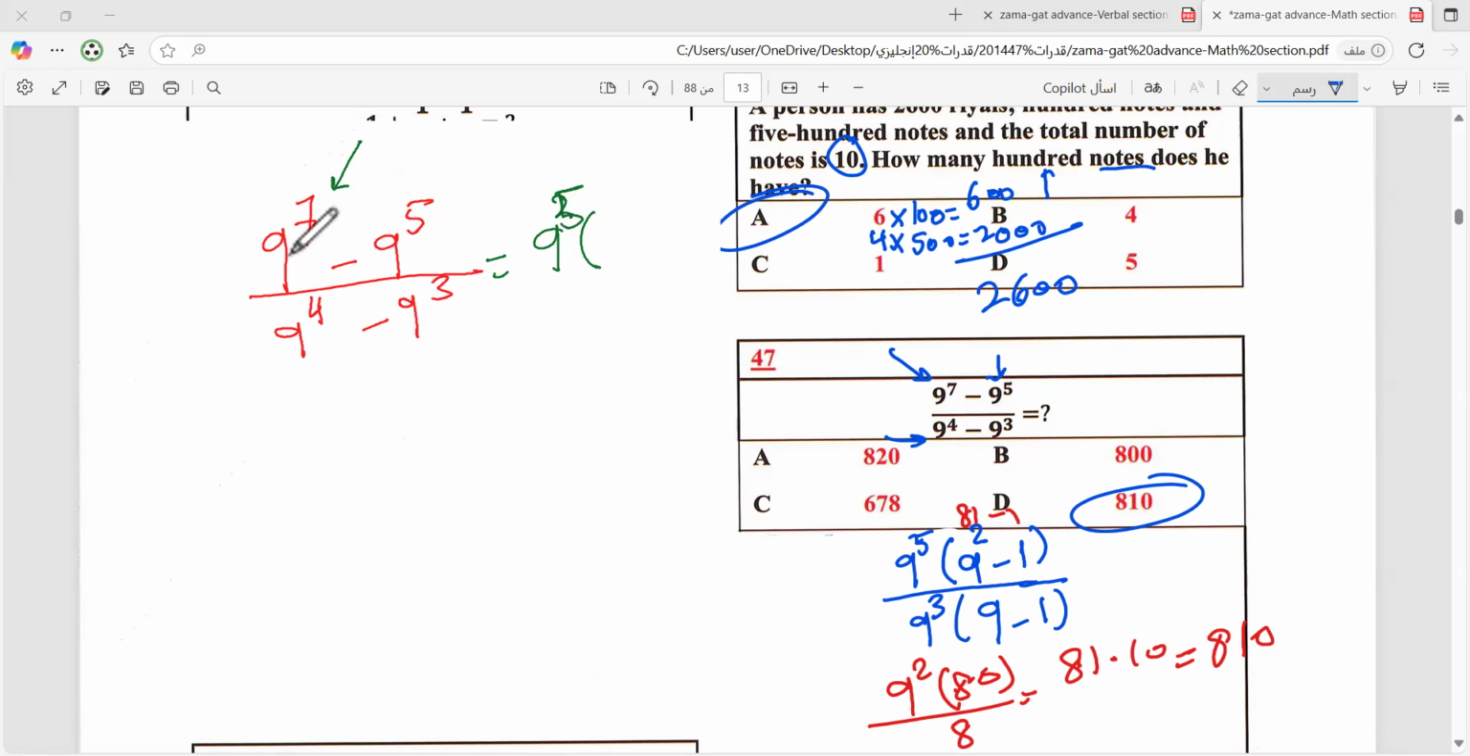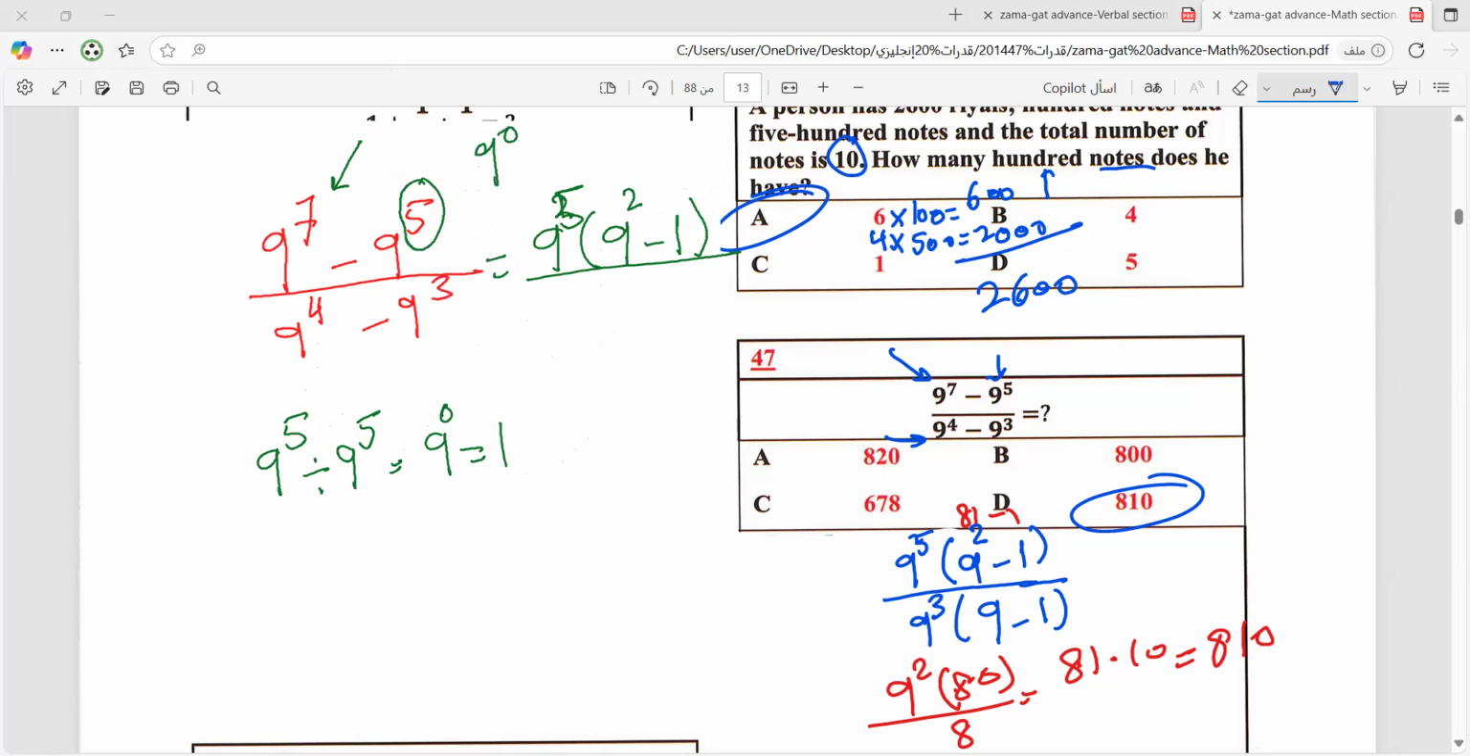Then you subtract: 7 minus 5 is 9 to the power 2. 5 minus 5 is 0. 9 to the power 0 equals 1. But where does the 1 come from? Because when you divide 9 to the power 5 by 9 to the power 5, you subtract the exponents. 9 to the power 0 equals 1, because there is no remainder here. When you take 5, it will be 0.